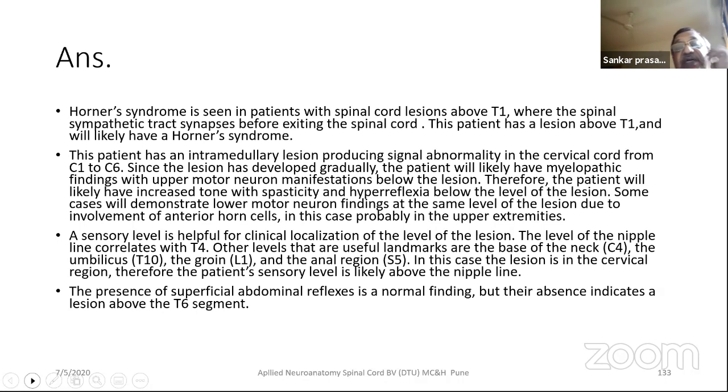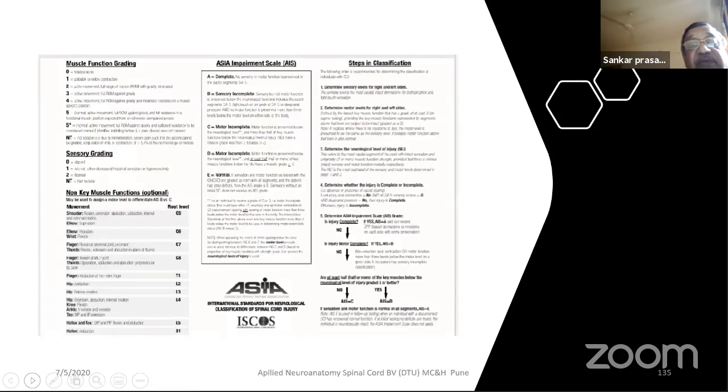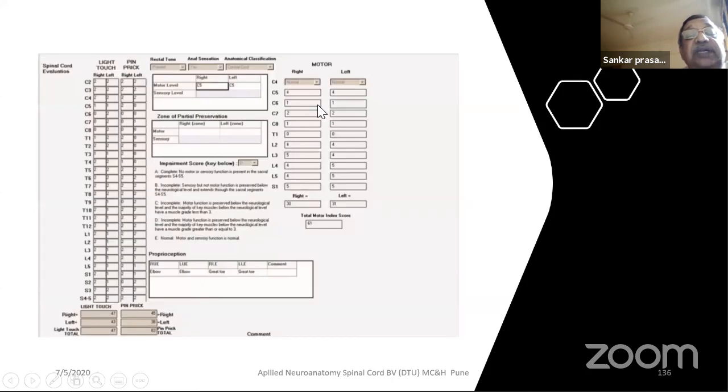You have to look for the Horner syndrome, and usually it is better if you follow this type of proforma to document in your day to day. This is usually the American Spinal Injury Association proforma, the International Standards for Neurological Classification of Spinal Cord Injury, but it has got a lot of information, and you can pick up and document your findings on this.